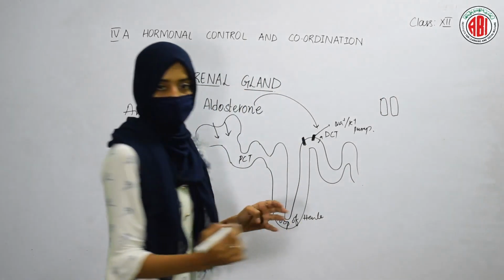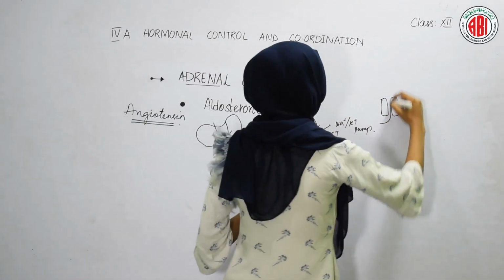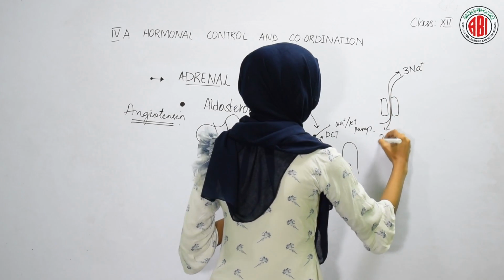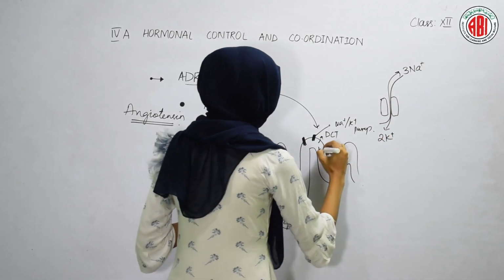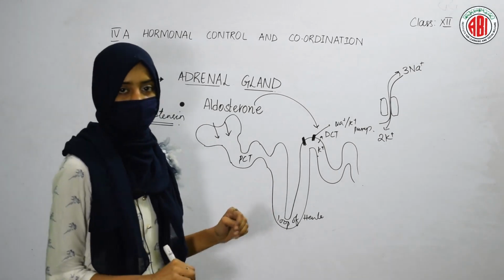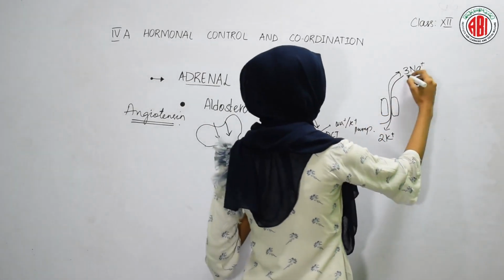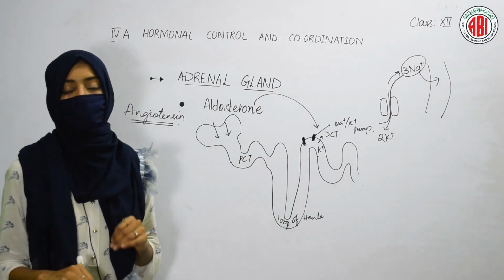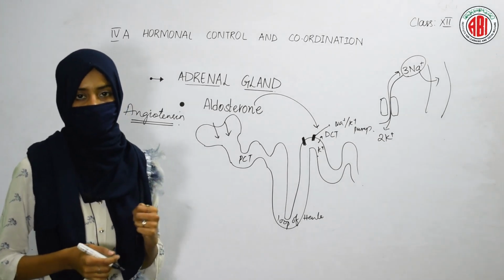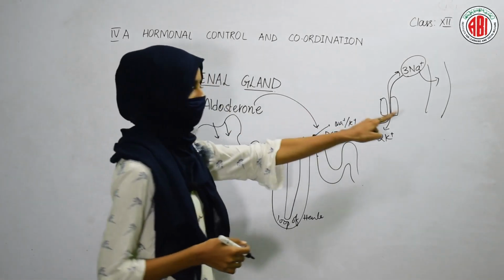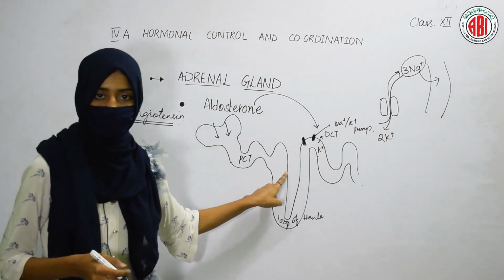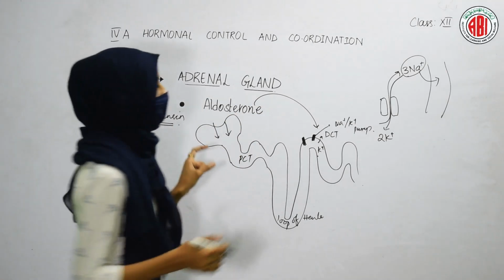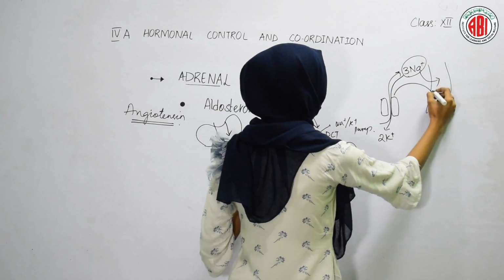If this is our sodium potassium pump, then here 3 sodium ions will move out and 2 potassium ions will come in. So in this way, potassium ion concentration increases in the DCT and sodium ions will move out and go into the blood. We know that ions are water lovers. So whenever the sodium is moving out of the tubule into the blood, at the same time water will also move along with the sodium.